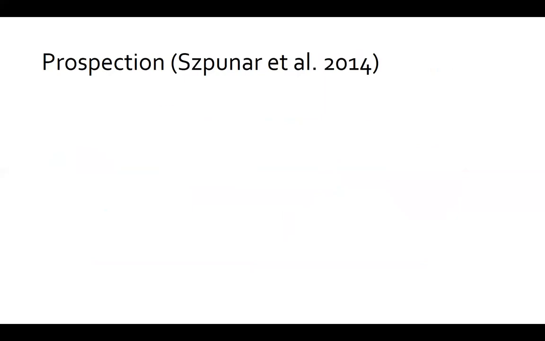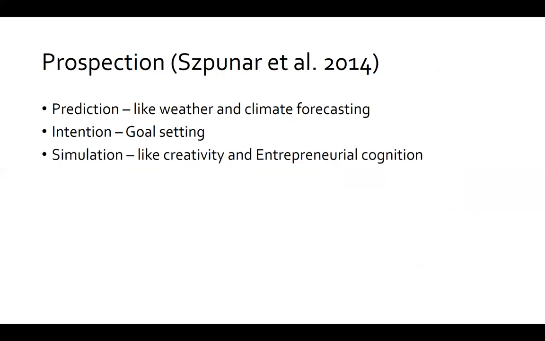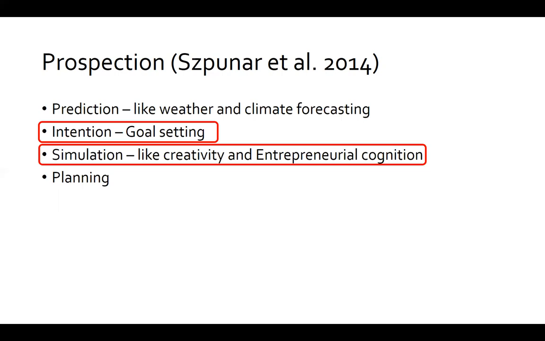So we do some rehearsal with prospection. So we have prediction. Prospection was prediction, like weather and climate forecasting. Often very unreliable, actually, even though we try to believe in them. But most of these prediction models are very, very unreliable. Intention, goal setting. Simulation, like creativity now and entrepreneurial cognition, and generative learning. Planning is the strategies in Dunker's model, when you try to figure out how to move from the current state to the goal state. And we focused on intention and simulation in the last lecture, and I think we stay there.